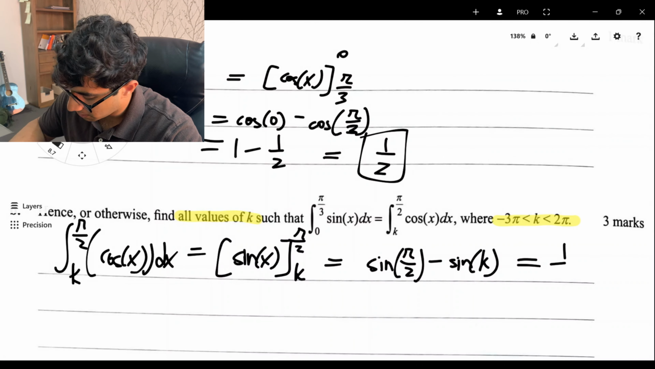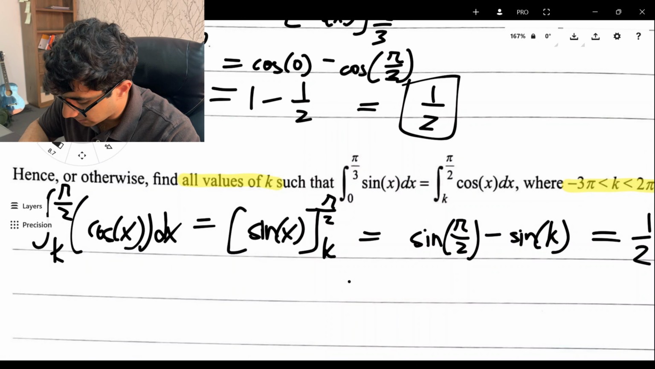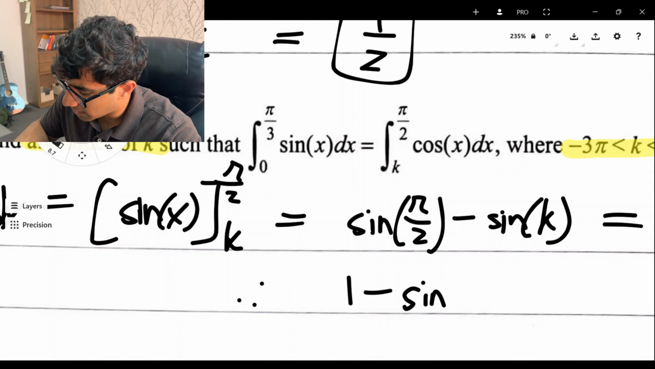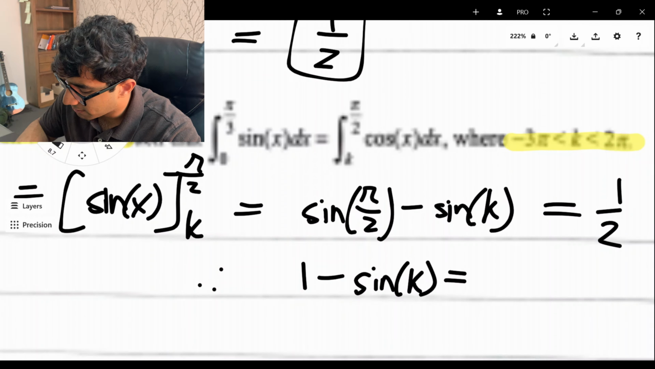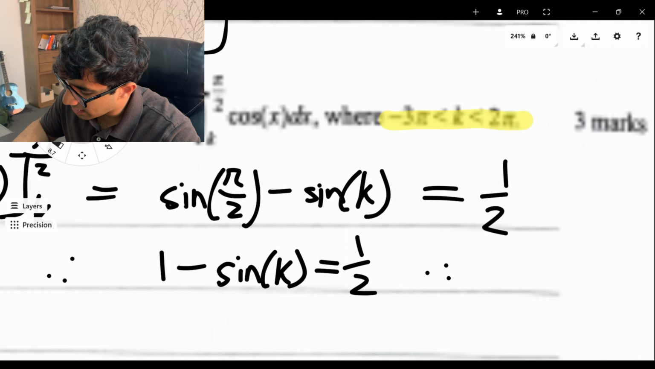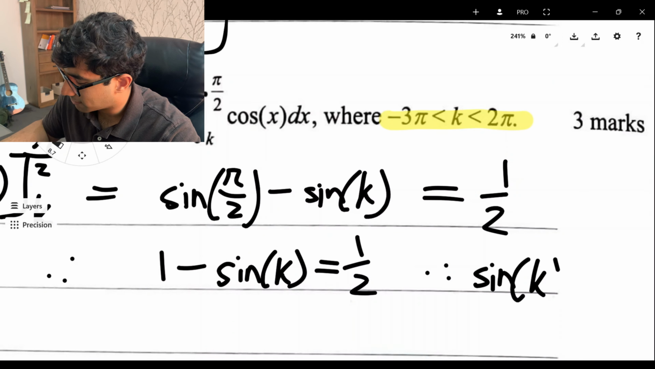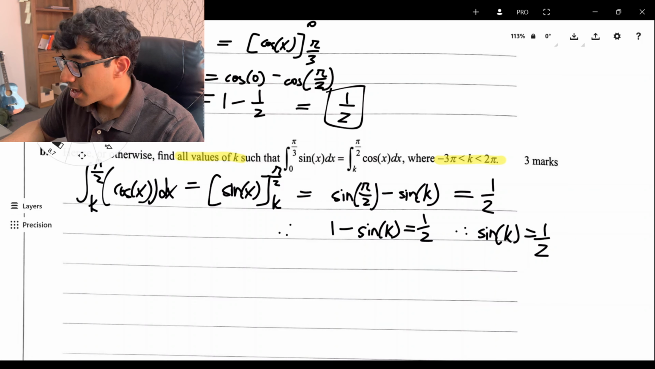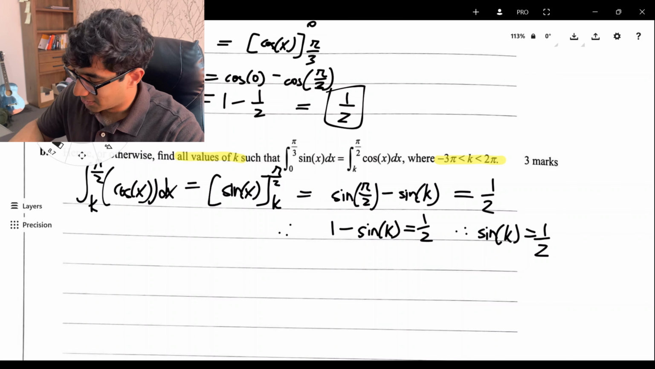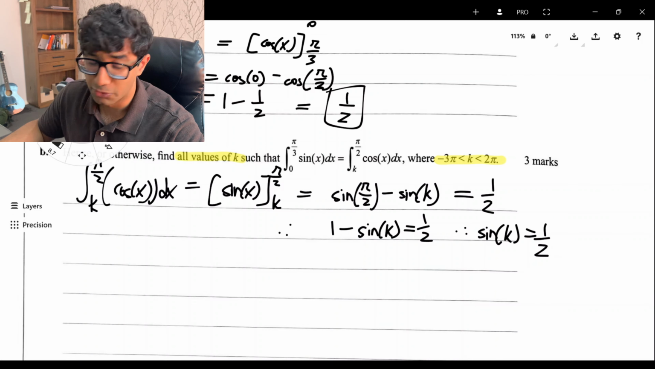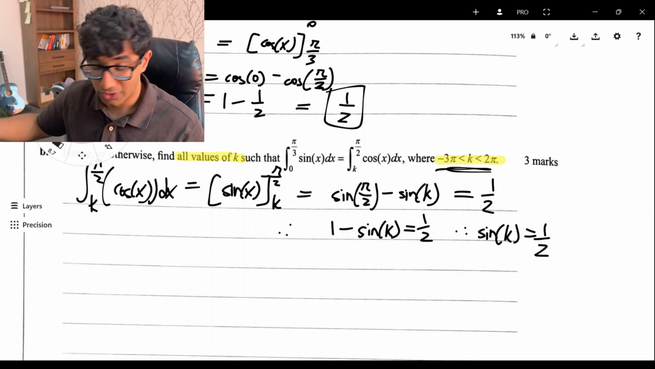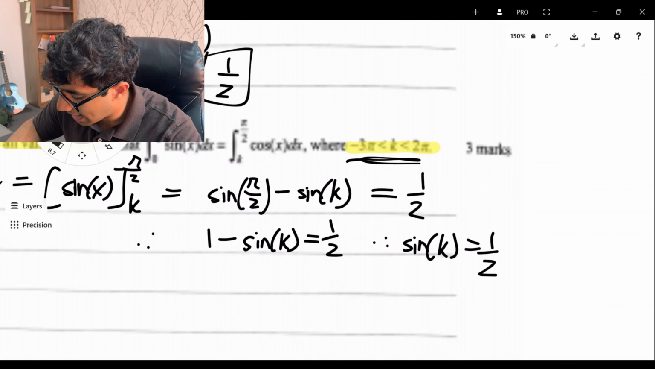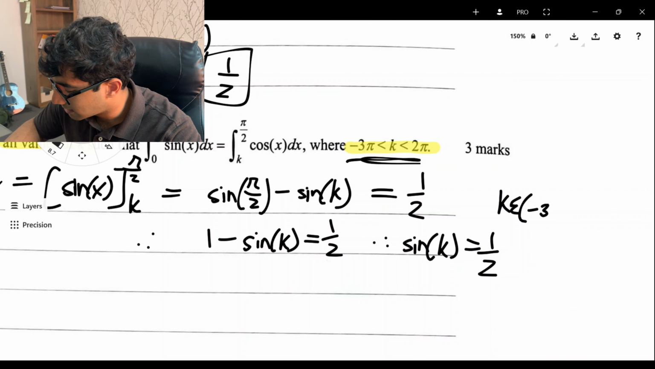Now let's simplify this a little bit. Sine of pi over 2 is just 1, so 1 minus sine of k has to equal 1/2. And therefore sine of k has to equal 1/2. There's your trig equation. So far so good, hopefully. The final part we need to do is solve this over this domain. So we're literally just solving a regular trig equation, except k has to be between minus 3 pi and 2 pi.